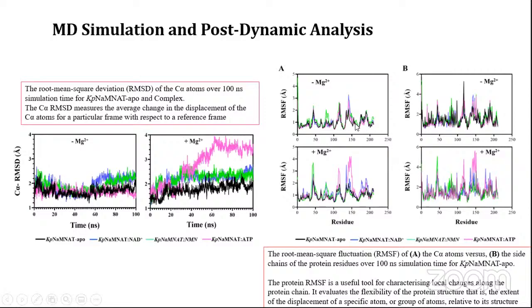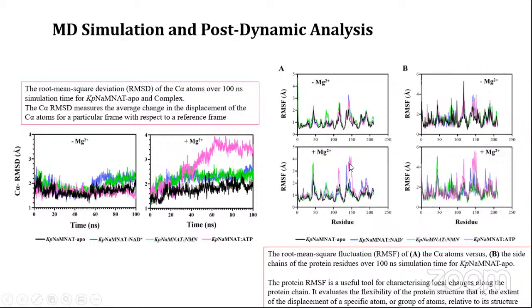Furthermore, the root mean square fluctuation for the side chains of the protein was also analyzed with respect to the protein. And then we could see that the A shows the C alpha atom, that's the RMSF of the C alpha atom, while the B represents the side chain of the protein residues. So this is plotted against the residues of the protein, and we see that in the absence of magnesium, this is what the profile looks like.